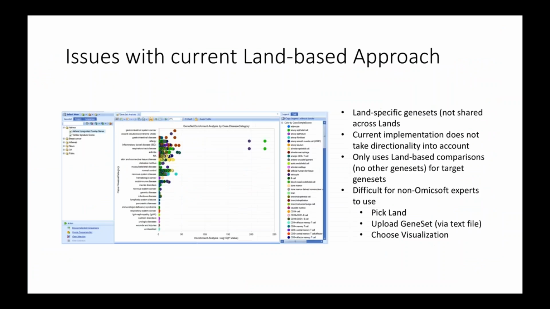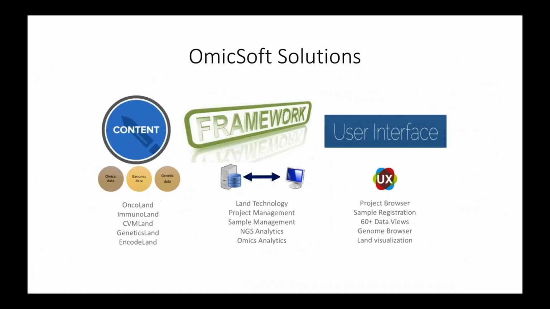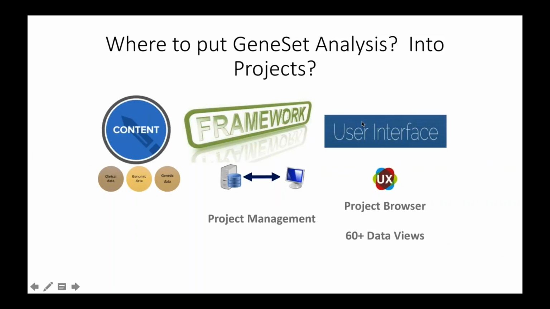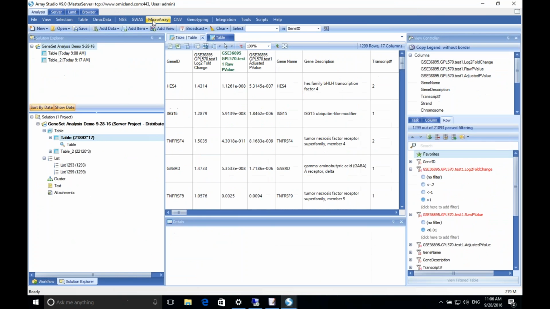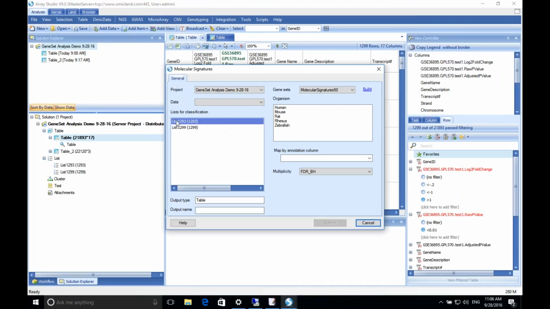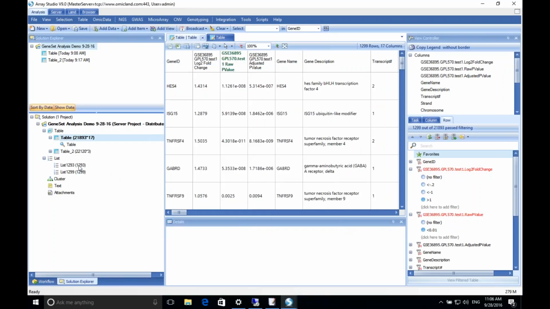So the next question was whether to put it into the project side of things. Initially we were thinking we already have the molecular signatures module, and that's built into the microarray menu item here. I can still come in and go to microarray, go to annotation, and go to molecular signatures or David or gene ontology. This works fine, but it's totally based on lists. So you have to have a preset number of lists. So I have a list of genes.